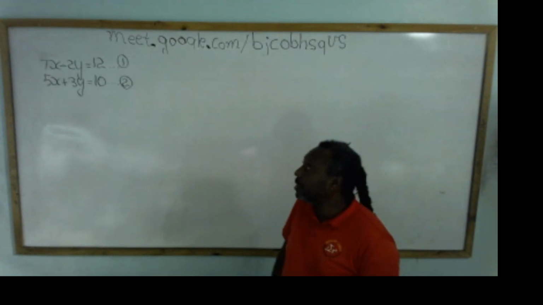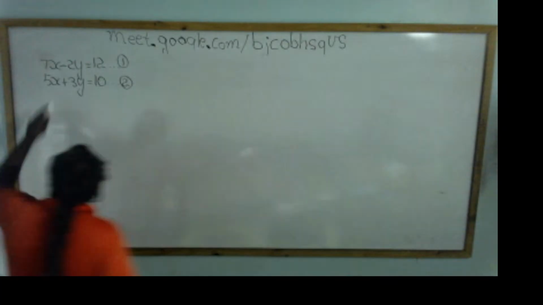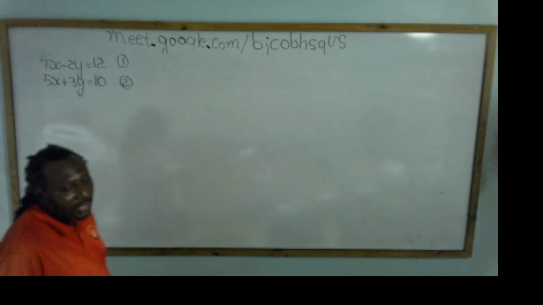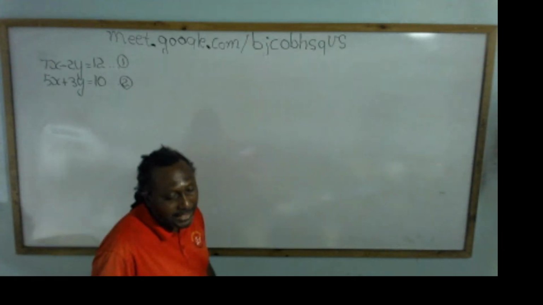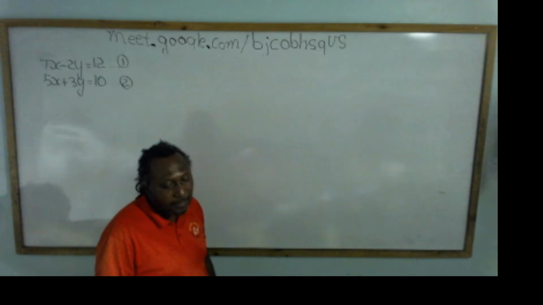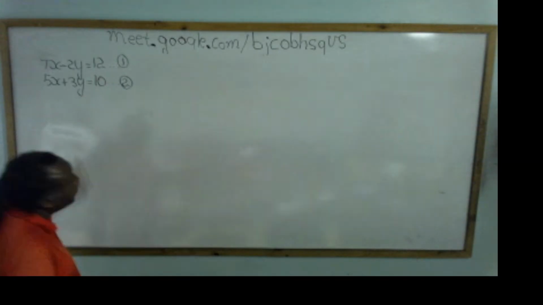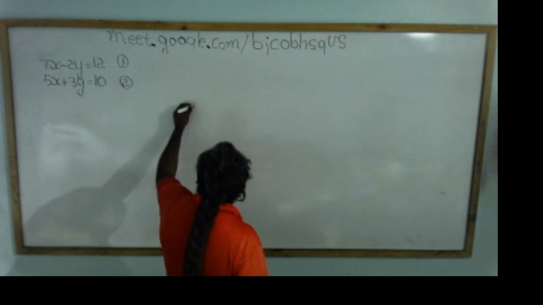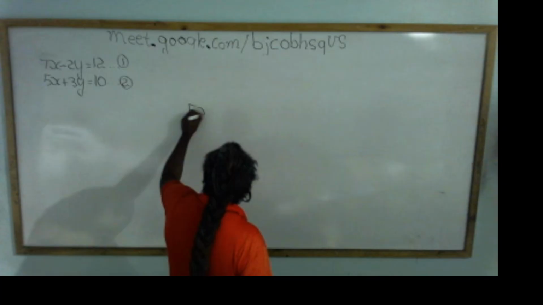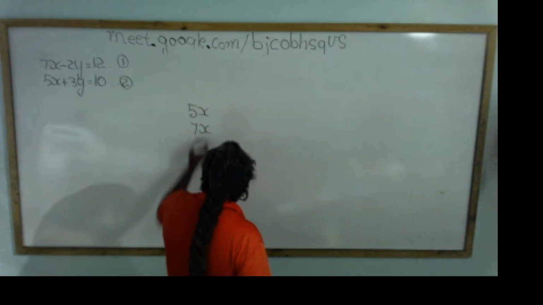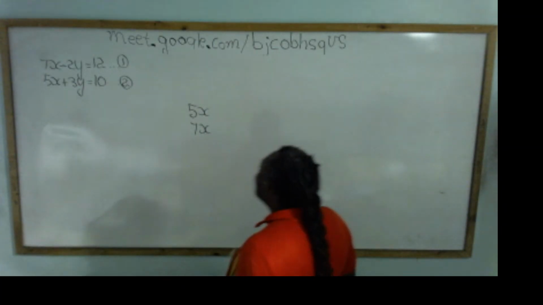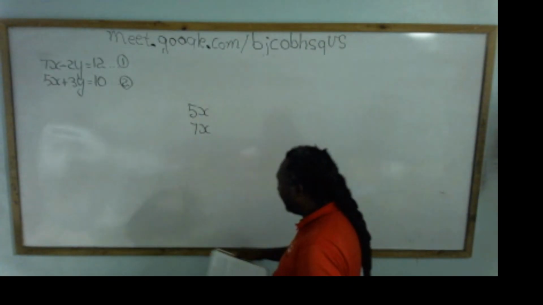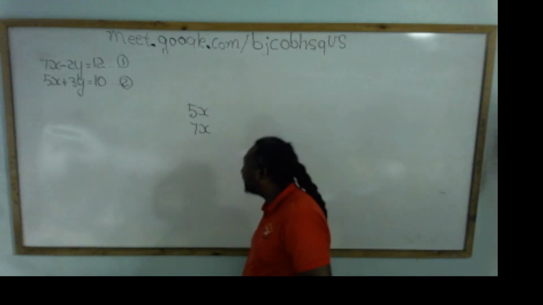Now, what we want to do is to eliminate either the x's or the y's. In order to eliminate them, we try to get them to be the same. For example, we get 5x here and 7x there. But we want them to have the same coefficient. So we need to have them with the same coefficients.